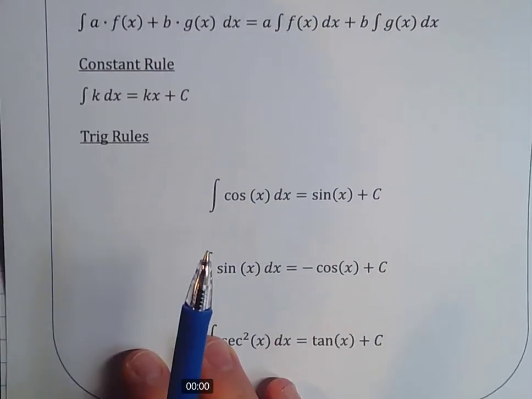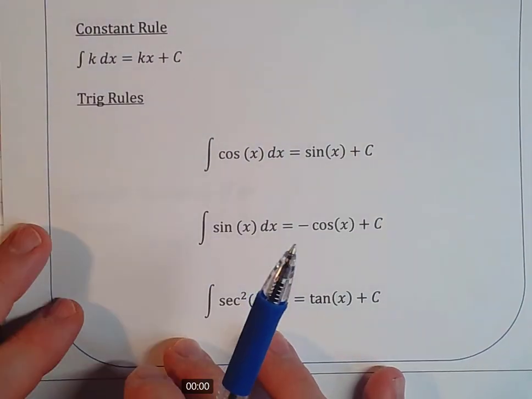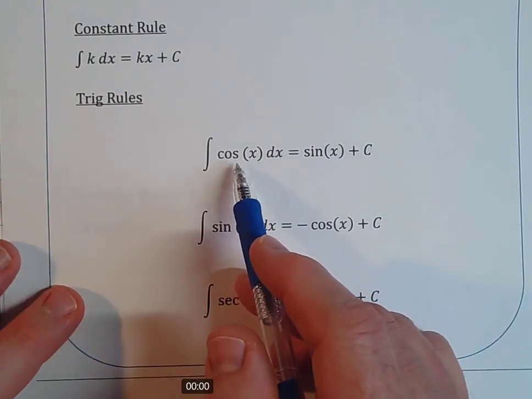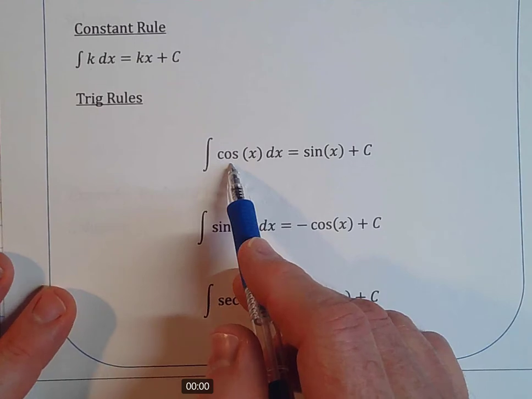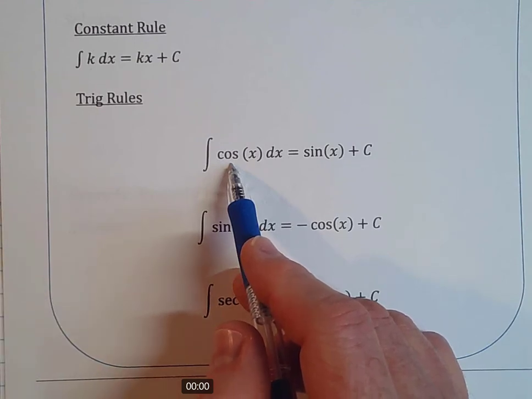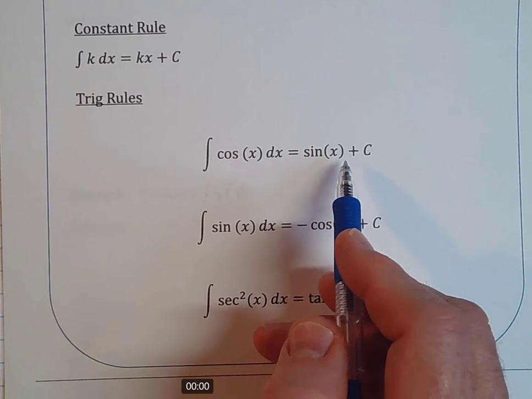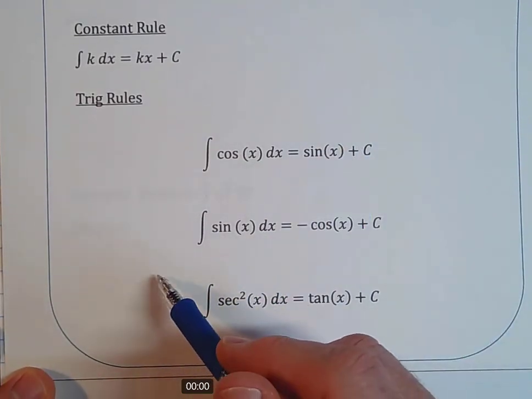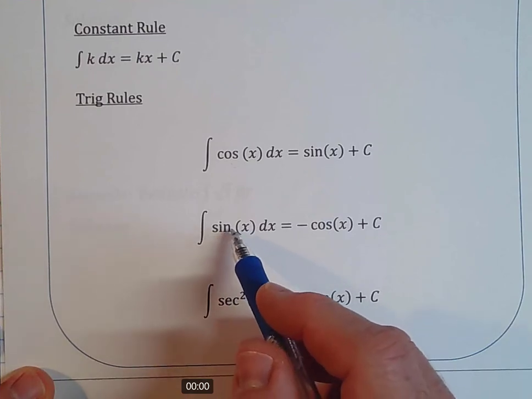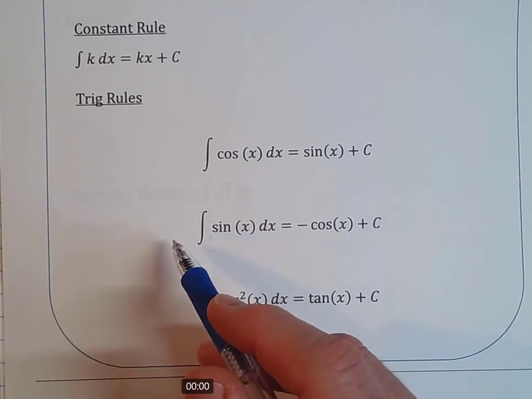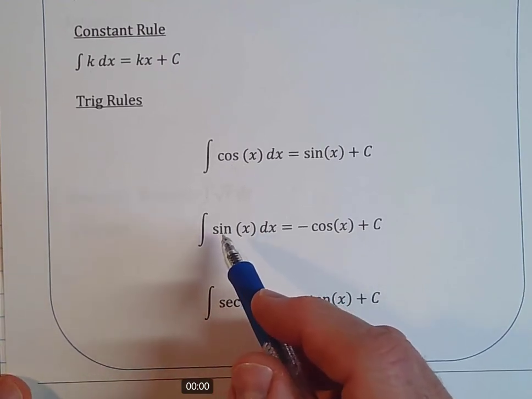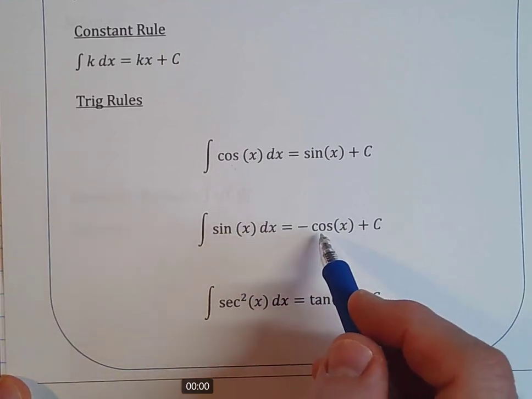The trig rules, we've got a couple of trig rules here, 3 of them in particular that we're going to think about. One is the antiderivative of cosine of x. So you say, okay, what is it that I take the derivative of that gives me cosine? And we know that turns out to be sine. Don't forget to add your plus c to make it a general antiderivative. What is the derivative of sine? Well, we know that is cosine. But if you were doing this the other way around, the antiderivative of sine is negative cosine.